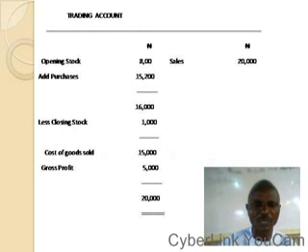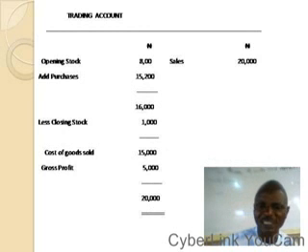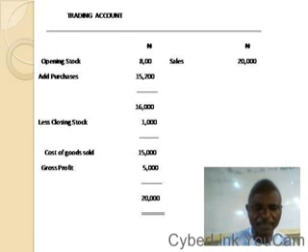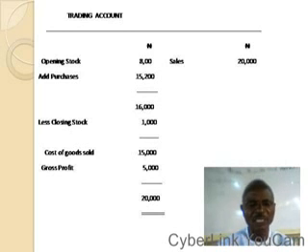Add the two, opening stock and purchases together will give us 16,000. Less closing stock, 1,000 will give us 15,000 naira. 15,000 minus sales will give us a profit, which is the gross profit, 5,000 naira. And that's how we arrive at the profit.